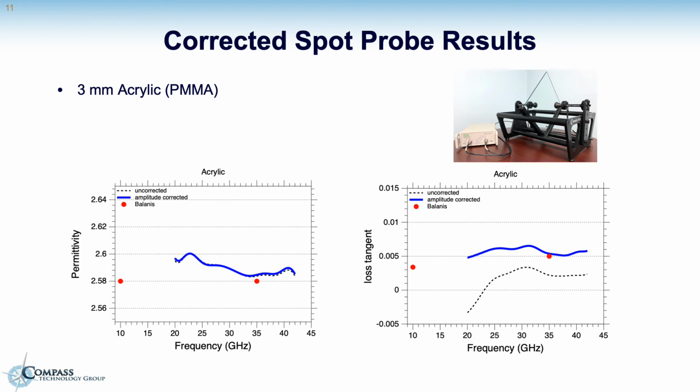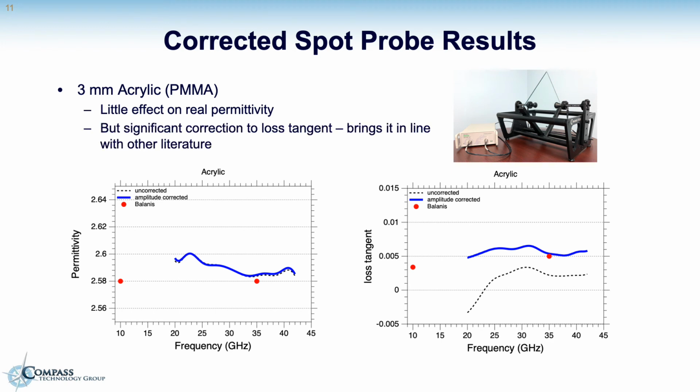You can see that there's several curves. The thin dashed line is the uncorrected, using the standard inversion method. The thicker blue line is after we've applied the beam shift correction. You'll notice that in the case of the real permittivity, there's not a whole lot of effect from this correction, but there is a significant improvement in the data in terms of the loss tangent on the right. I've also included on these plots some red dots, which are some literature data from Maloney back when he was at NASA back in the late 60s. These were measured with an interferometer, and you can see that they agree very nicely with our current results.